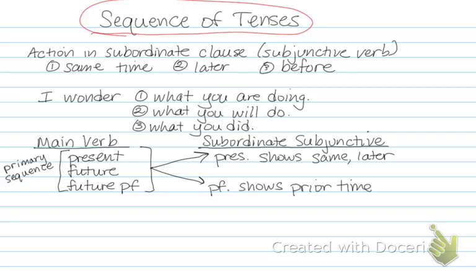So these three tenses in the main verb together are called the primary sequence. If your main verb is in the present or either future, then you are in the primary sequence. And then you use either the present or the perfect tense in your subordinate clause.